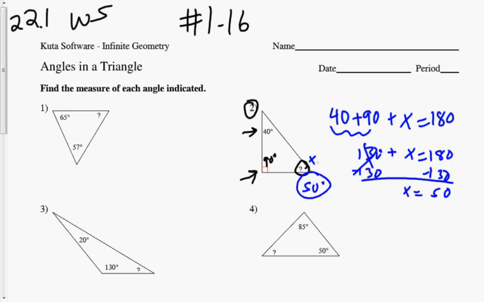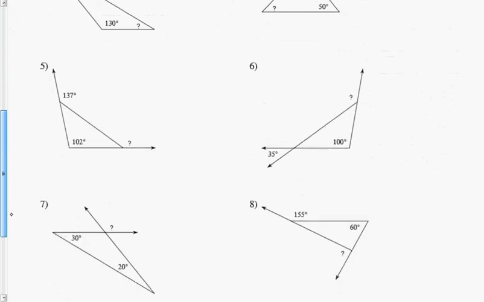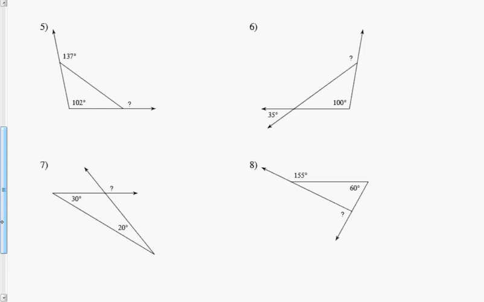Okay. The first 4 are very similar to that. They're just finding the missing angle inside of a triangle. I'm going to go on down to numbers 5 through 8. Go over 1 or 2 of those. Let's start with number 5. Number 5, we're trying to find this angle right there, that question mark.